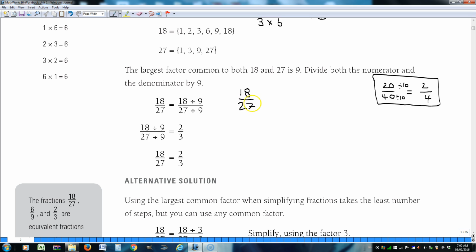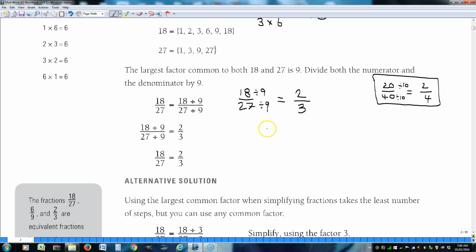So let's go back to our question. 18 over 27 is going to be reduced by the greatest common factor. So let's divide the top by 9. Let's divide the bottom by 9. And the result is that 18 divided by 9 is 2, and 27 divided by 9 is 3. So we have 2/3. Good.